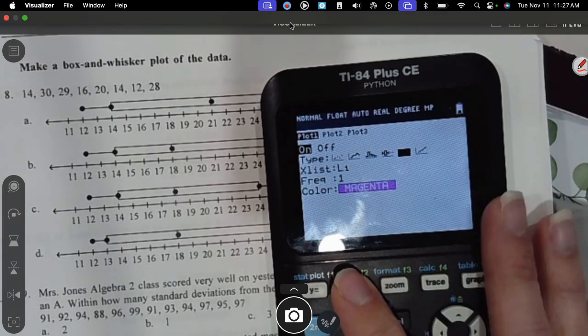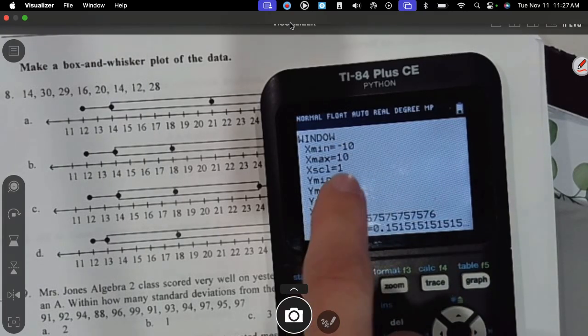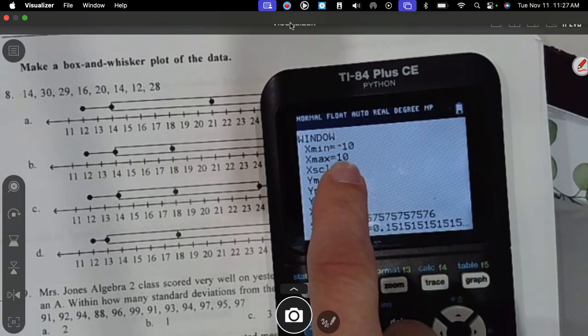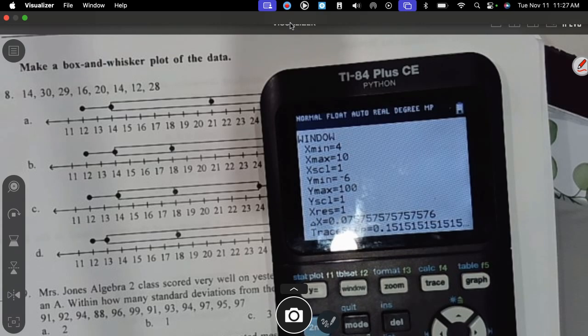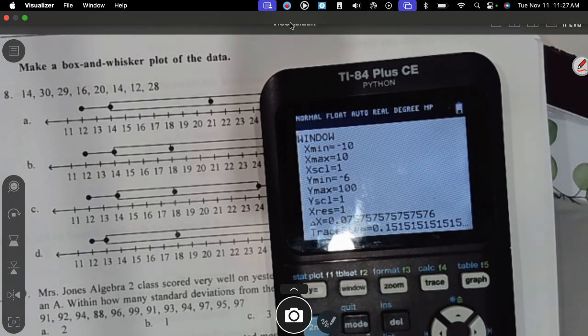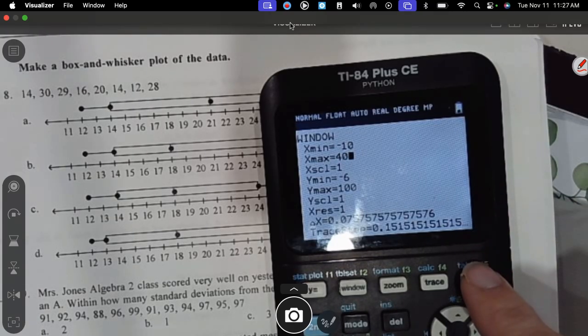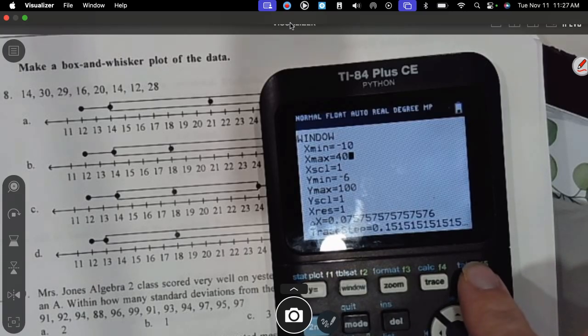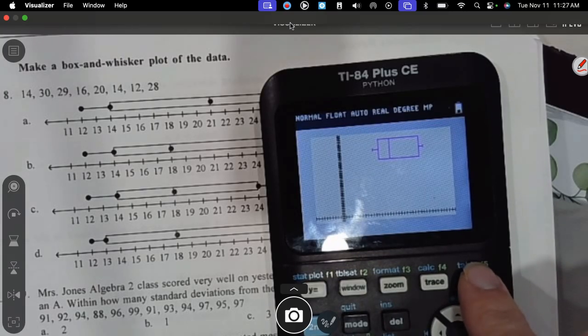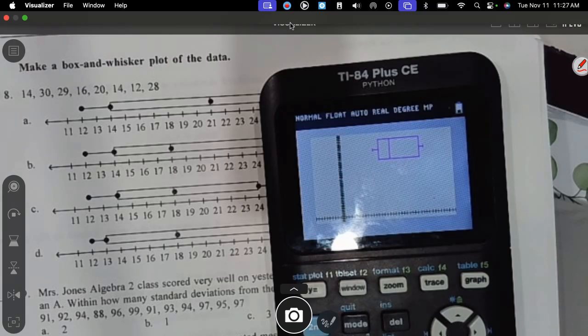Now, before I move on, my window goes out to 10. What do these numbers go out to? 30? So how about I just go out to 40? Whoa, what was that? Oh, that was weird. Oh, yeah. And there it is. There's our box and whisker plot. It looks way different than theirs, but that's okay.